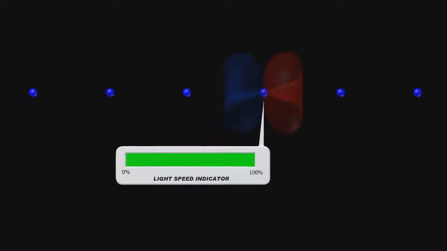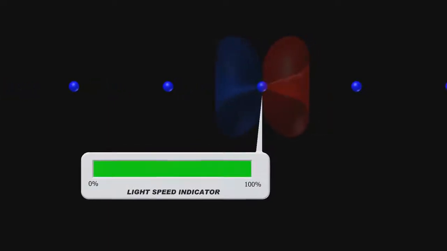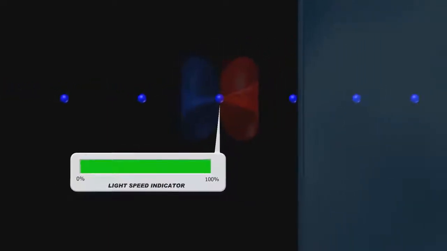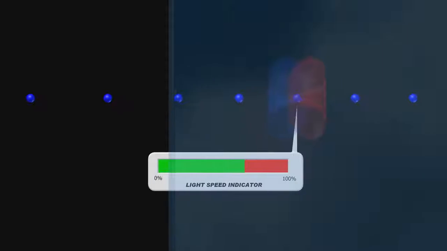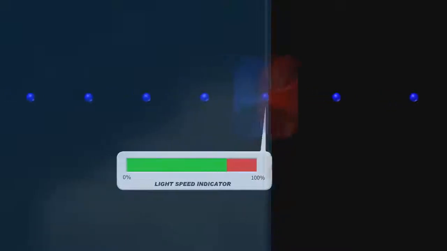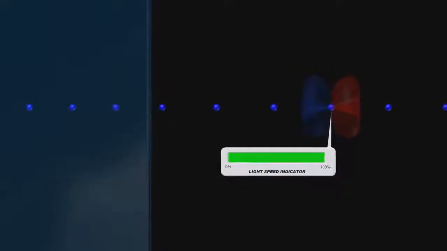Now we have a row of photons that we are going to observe as they go through the glass. Let's attach a light speed indicator to one of the photons to keep track of its speed. Watch as the photon decelerates as it enters the glass. Then the photon accelerates back to full light speed as it exits the glass, and the other photons in the row also accelerate back to full light speed upon exiting the glass and re-establish their normal spacing.